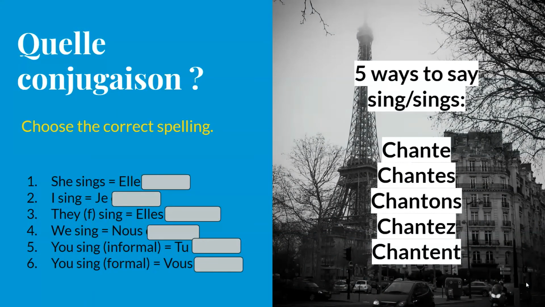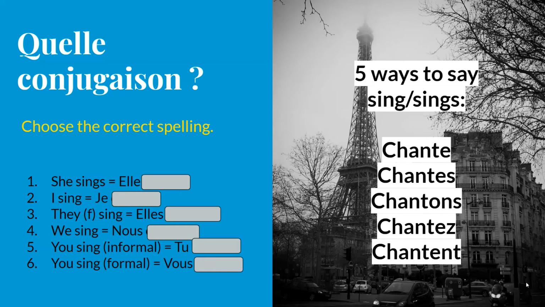Guys, this time around, I want you to pick which of the 5 spellings is the correct one. Look at number 1. She sings. Elle blank. Your job is to figure out which of the 5 words on the right of those 5 spellings would be used in the sentence she sings. So let's do number 1.